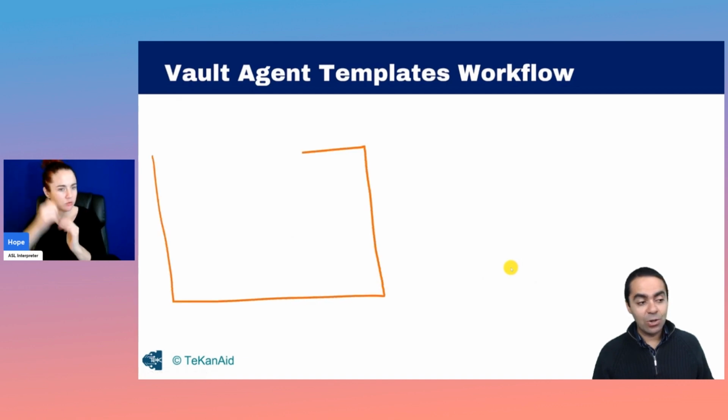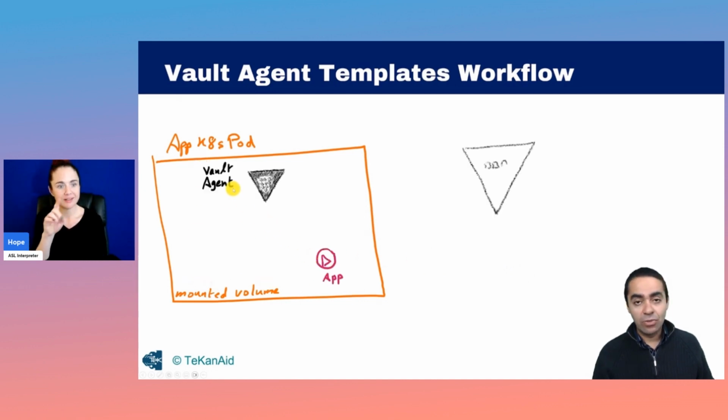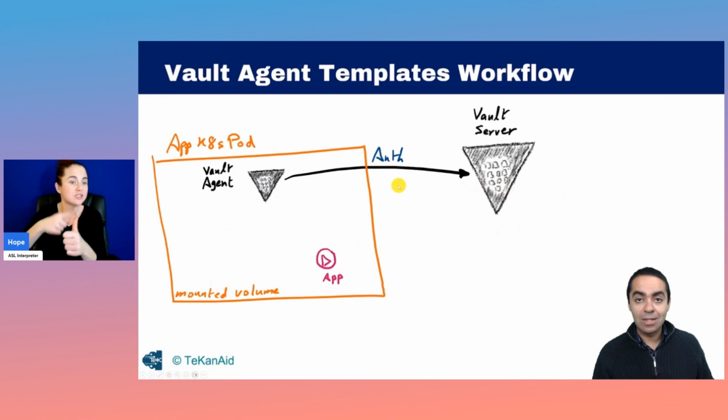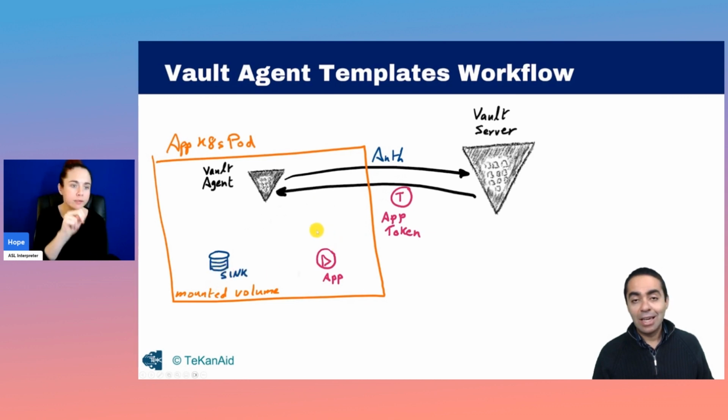And again, a quick review of this workflow. Once again, we have the mounted volume where the application lives. The Vault Agent lives here in the same pod. It talks to the Vault server by first authenticating using the Kubernetes authentication method, and the Vault server responds with a token. That token gets stored in the sync file. We can stop here, as I mentioned before. If the application is Vault aware, it can retrieve the token from here and talk to Vault directly.